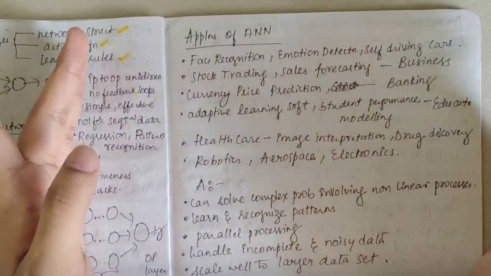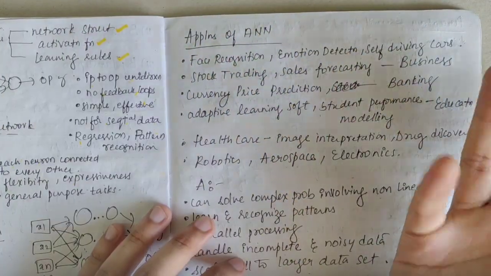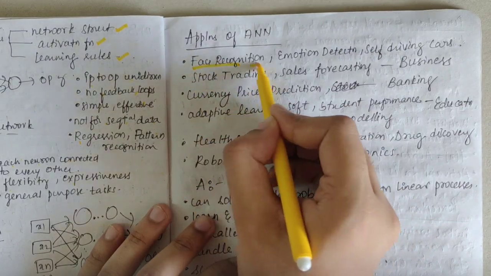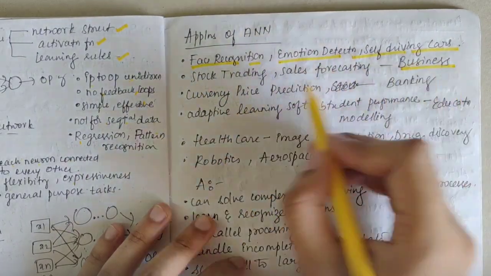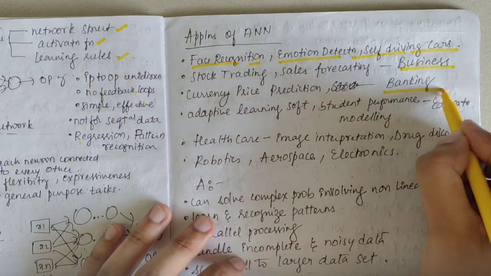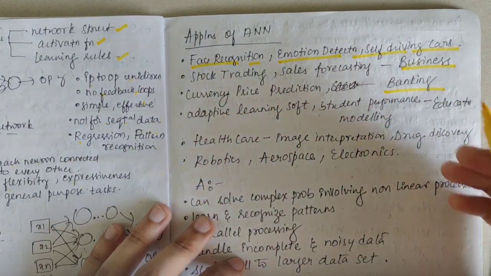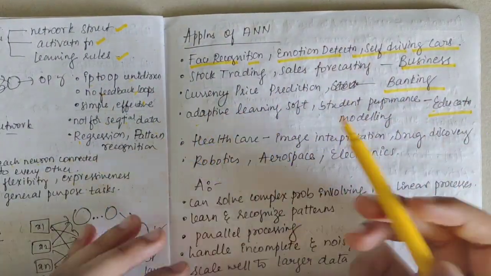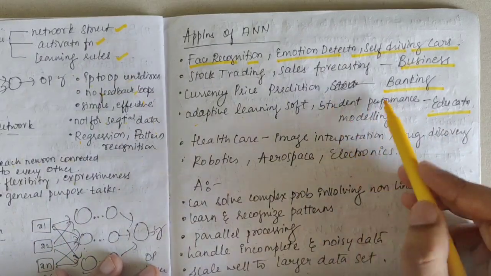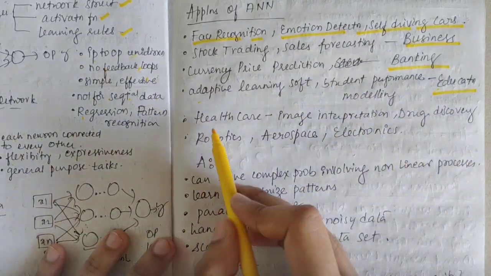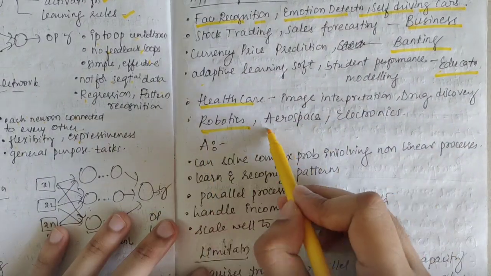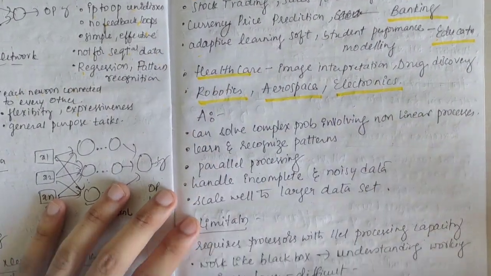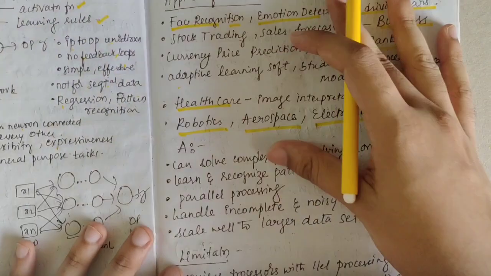Then we have the applications of ANN. There are n number of applications. Depending on the marks, you can write. First one is face recognition, emotion detection, and self-driving cars. Then in business, we have stock trading and sales forecasting. In banking, we have currency price prediction and many others. In education, we have adaptive learning software and students' performance monitoring. And then in healthcare, we have image interpretation and drug discovery. We use it in robotics, aerospace, electronics. So you need to expand this and write.